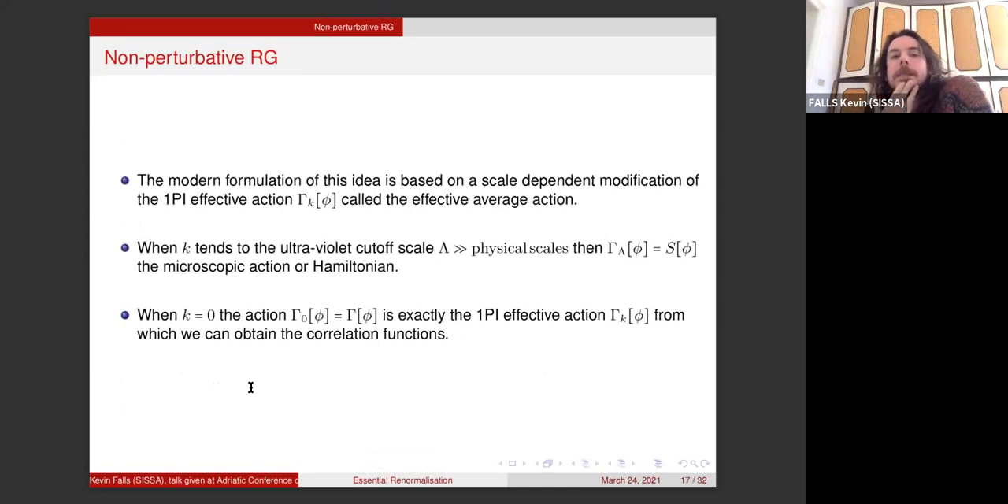The modern formulation of this idea: it was first introduced by Wilson in the 70s, then there was work by Polchinski in the 80s, and since the 90s, the work of Christof Wetterich and Tim Morris and others has turned this into an industry where you can use this in all these different areas of physics. Most applications are based on what's called the effective average action. The idea is that it depends on the cutoff scale K. When we take K towards the ultraviolet cutoff scale, this action should approach the microscopic action, or the Hamiltonian, if you like, of your system, some simple theory which describes your microscopic degrees of freedom. On the other hand, when you take k all the way to zero, this functional should be just the 1PI effective action, so that you can obtain all your correlation functions once you've integrated out all the modes.